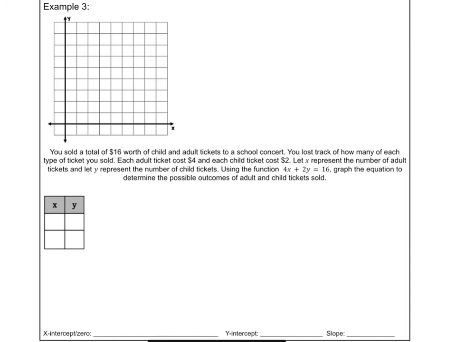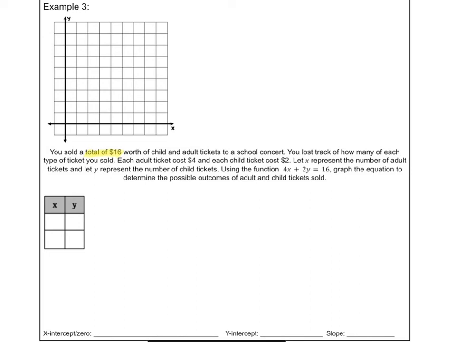Number 3 is an example of how you would see it with 2 different rates, and then there is a grand total. So think if you sold a total of $16, right? A total of $16. So that's going to be your C value worth of child and adult tickets. Then you lost track of how many of each ticket you sold, but you know that each adult ticket is $4 and each child ticket is $2. Then you could set up an equation to determine how many adult tickets you sold and how many children tickets you sold.